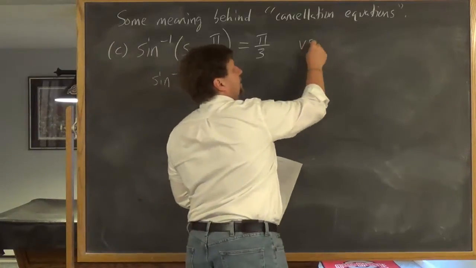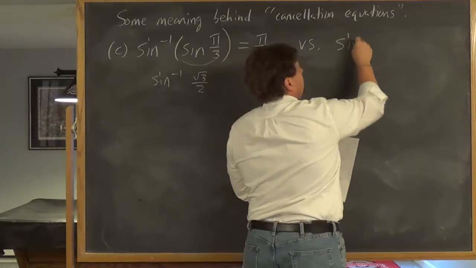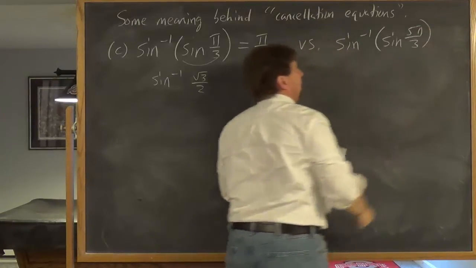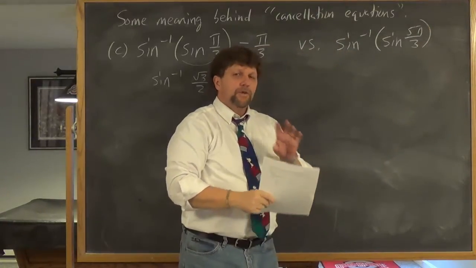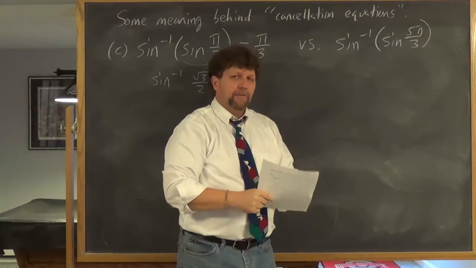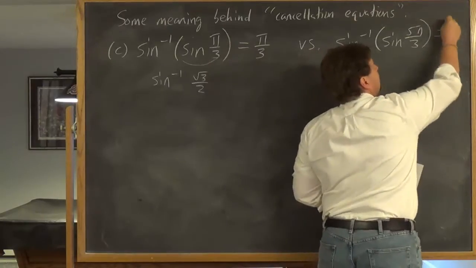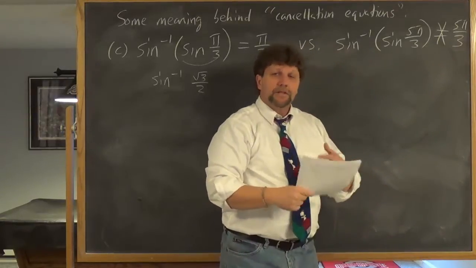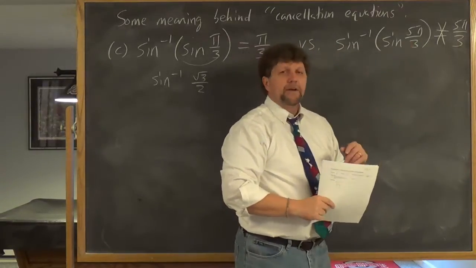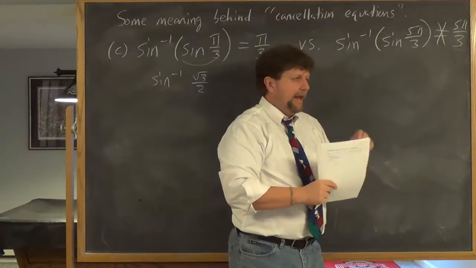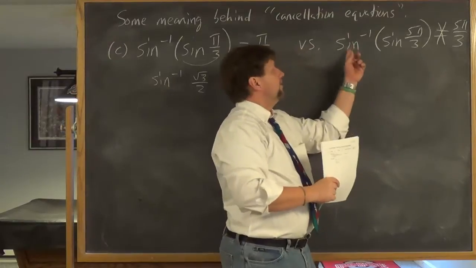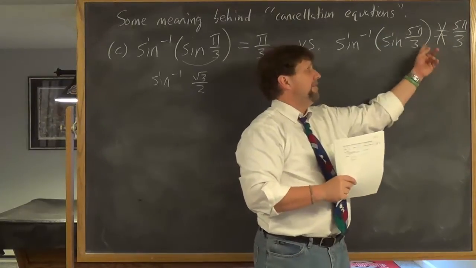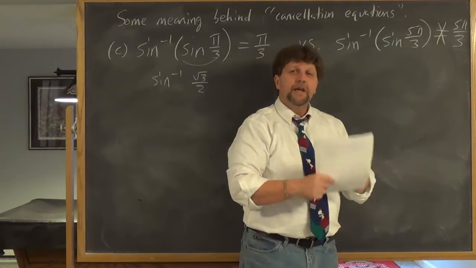Now let's compare that to the inverse sine of sine 5 pi over 3. This will not equal 5 pi over 3. This does not, big X through it, equal 5 pi over 3. Now let's think of the reason why. 5 pi over 3 is not between negative pi over 2 and pi over 2. Remember, inverse sine is looking for an angle from negative pi over 2 to pi over 2, and 5 pi over 3 isn't in that interval.